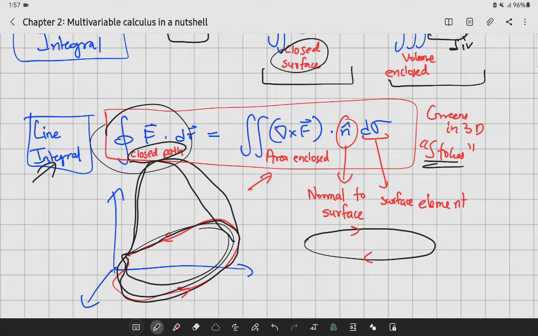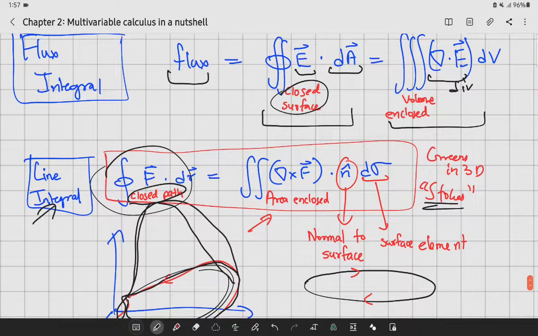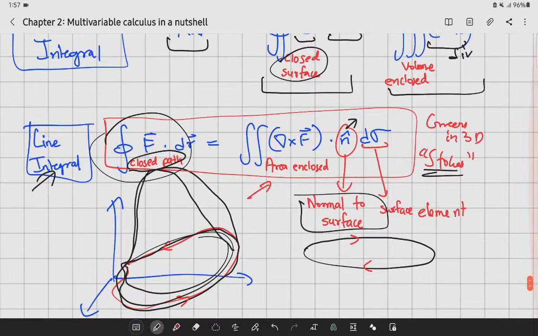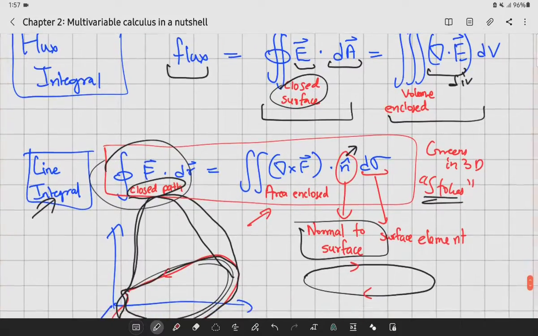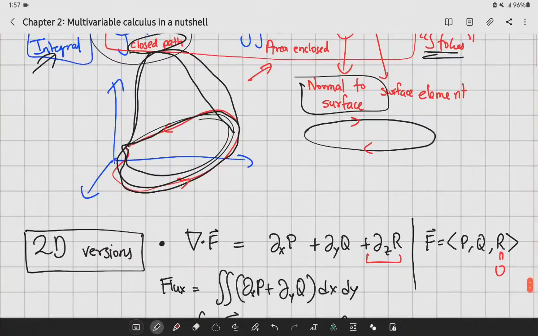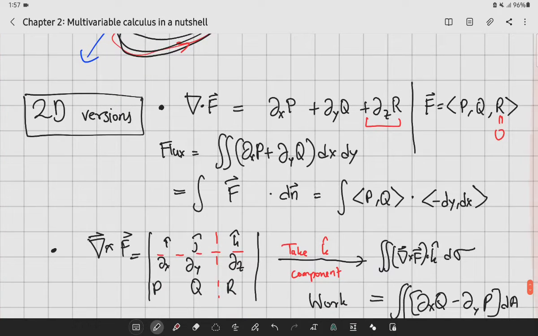Now, typically in this course, you're not going to deal with these theorems very much. You're going to deal with the two-dimensional versions of these theorems, because finding these normal vectors in this theorem is not really straightforward. For most surfaces, it's really hard to find a normal vector. So you should just keep this in mind, because you're not really going to use them in this course. What you're going to use more are the 2D versions.